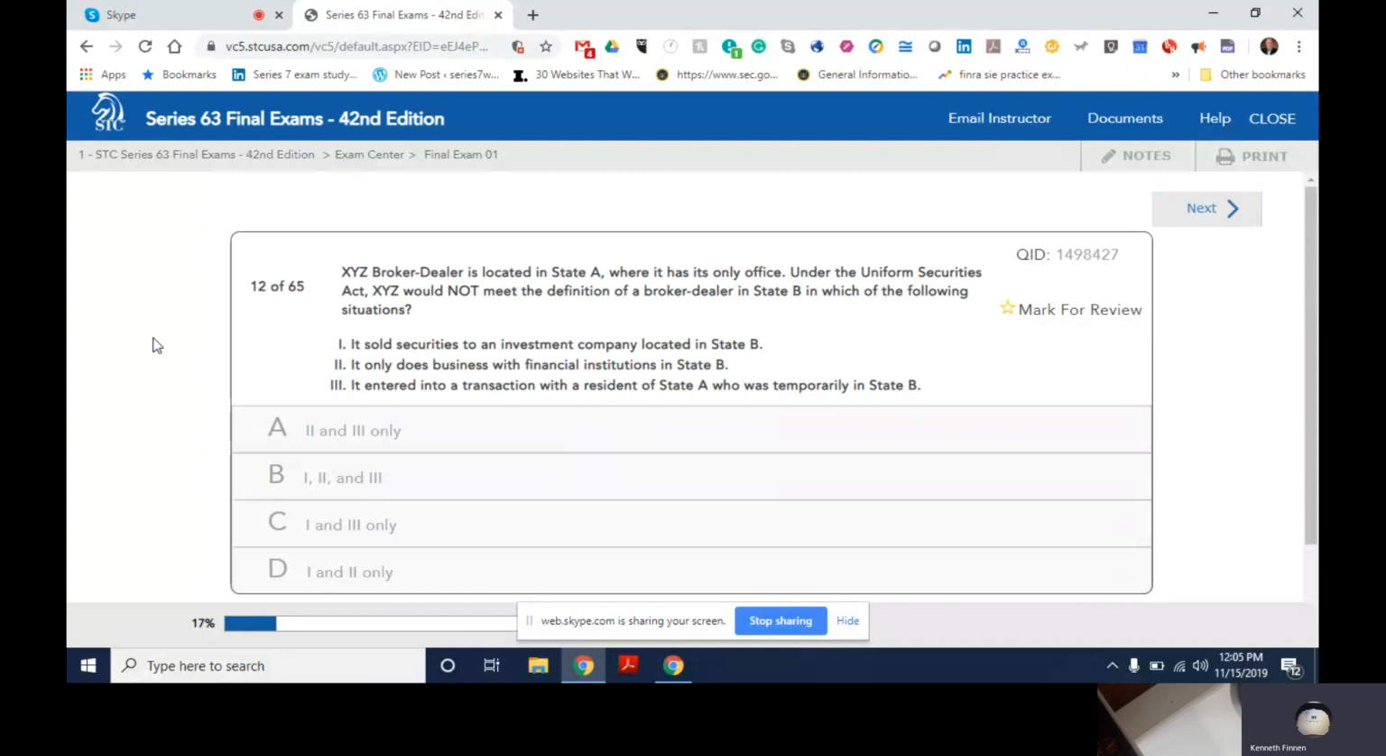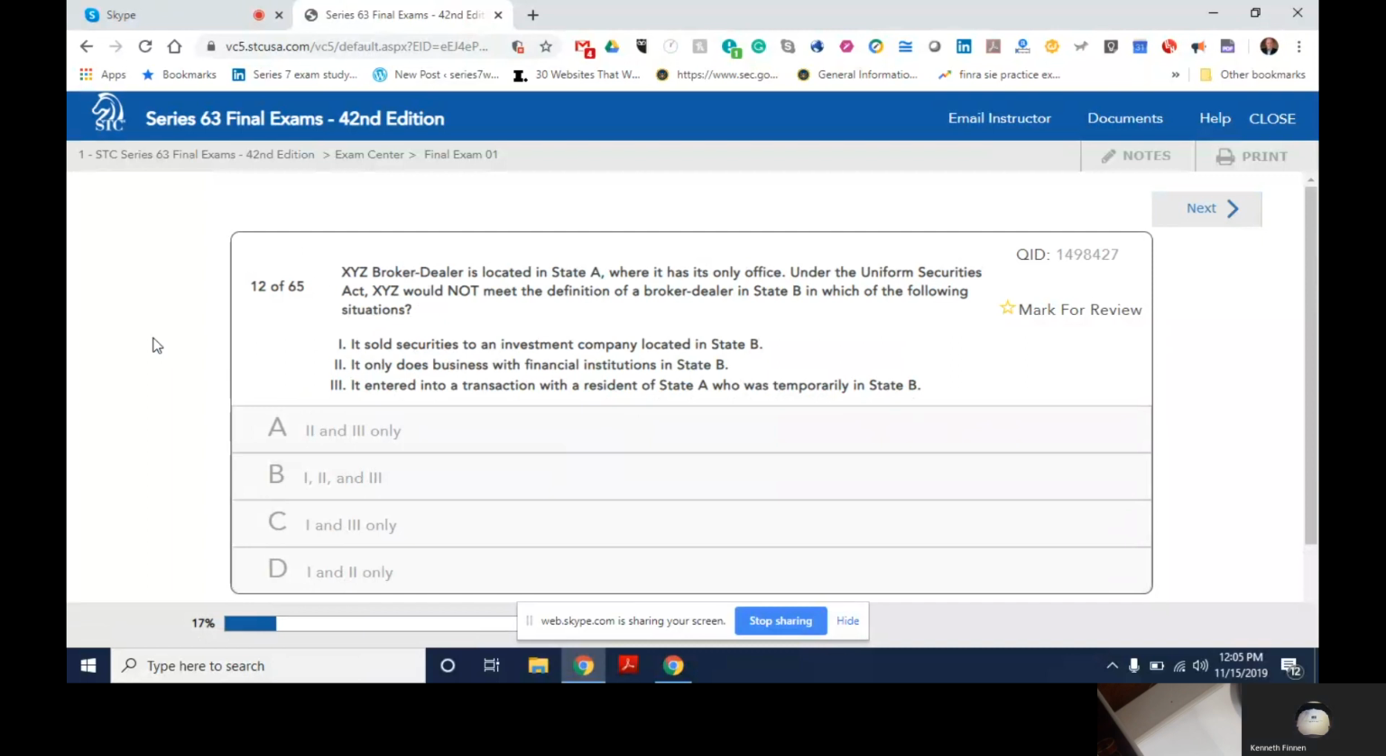XYZ broker-dealer is located in state A, where there's only one office. Under the Uniform Securities Act, XYZ would not meet the definition of a broker-dealer in state B in which of the following situations?